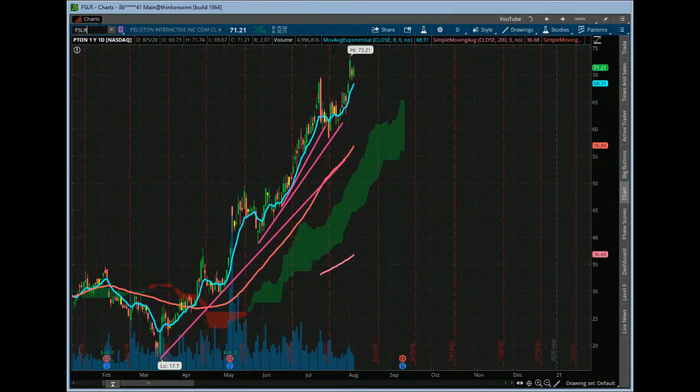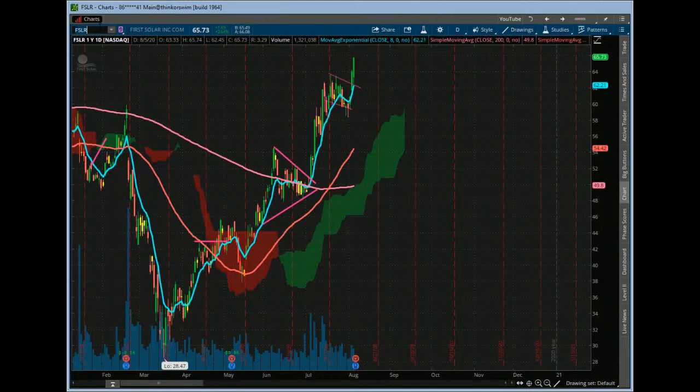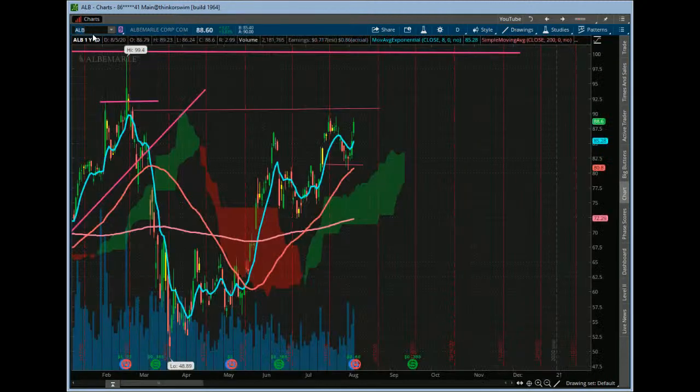FSLR. Again, the solar sector has just been monstrous, right? So we got that. We got earnings coming up tomorrow after hours on that one. So see how that holds. If not, right, they might try to flow money out of that. But epic earnings run on that one.